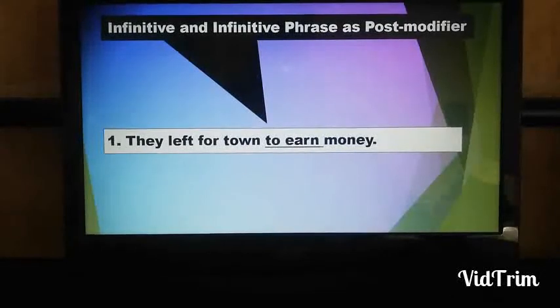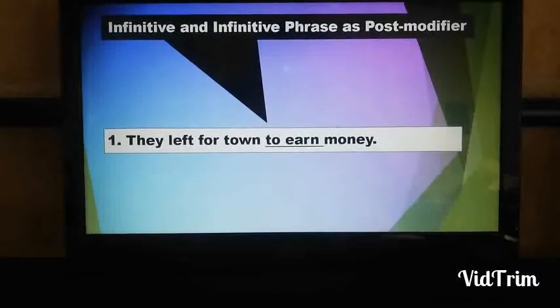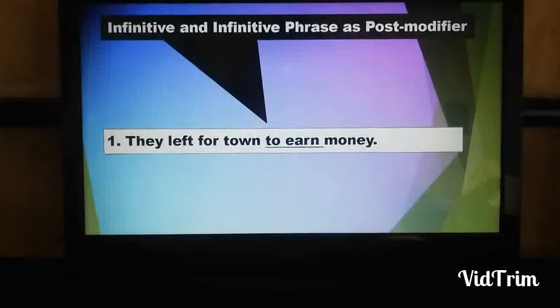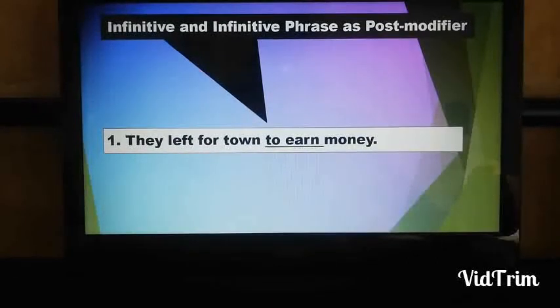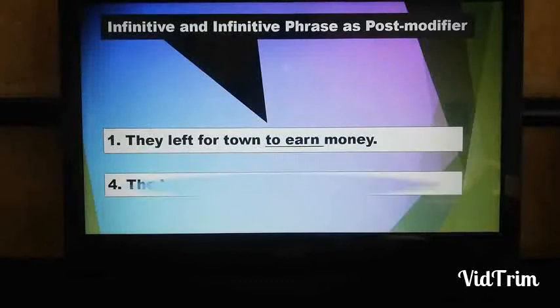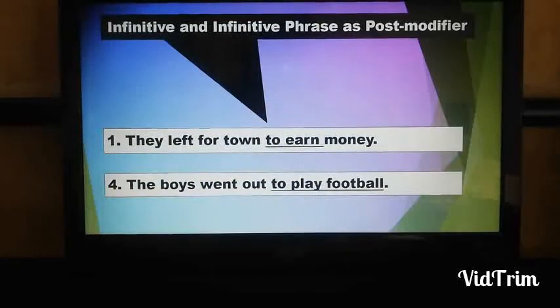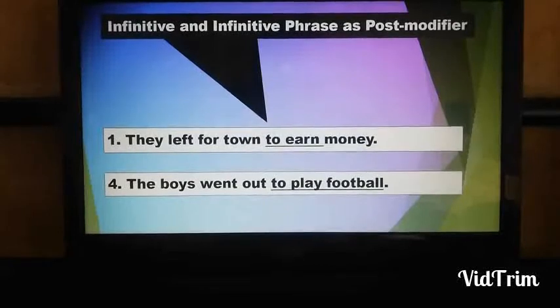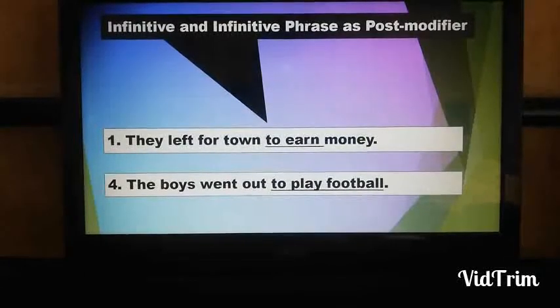To earn money expresses the purpose of leaving, the reason why the person left for the town. The aim is to earn money. However, it is infinitive form, and it becomes the post modifier. And then in the next sentence: the boys went out to play football. You get here to play and football. So it becomes the phrase and also an infinitive phrase.